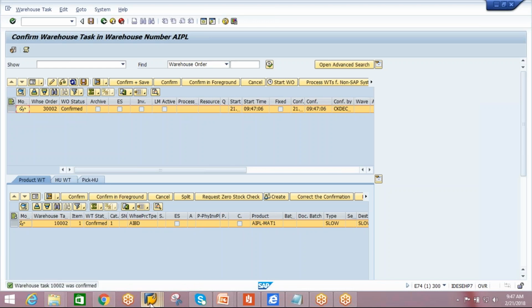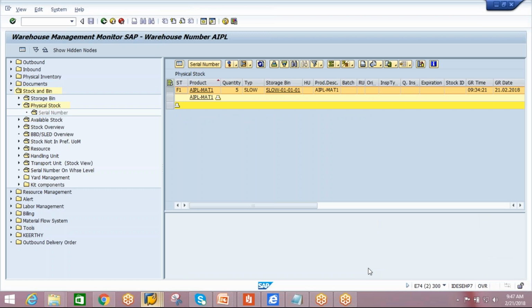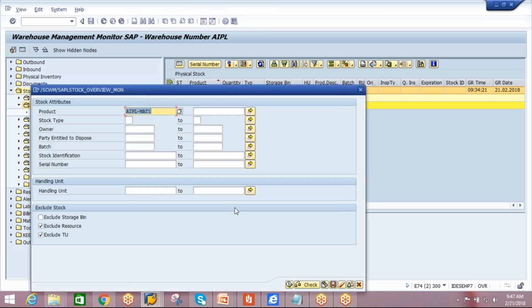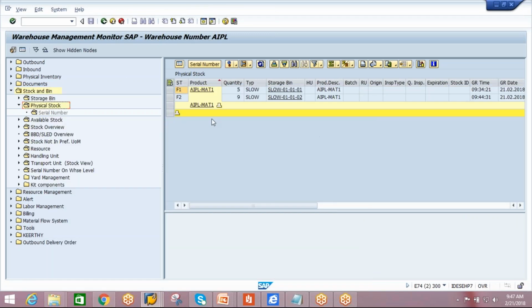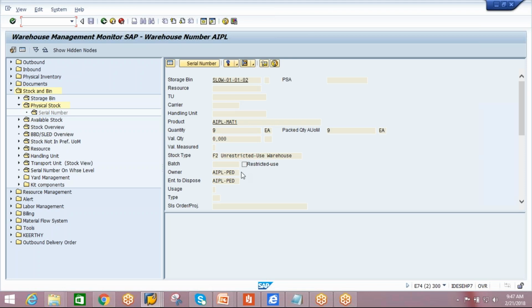Yes. Now I am going to monitor again, stock and bin. Physical stock, same product. Ignore this previous line. Now my stock of 9 quantity is available in the bin and it is showing as F2. Open our form view. Once it is kept in the final put away bin, it is showing as F2, unrestricted use in warehouse.